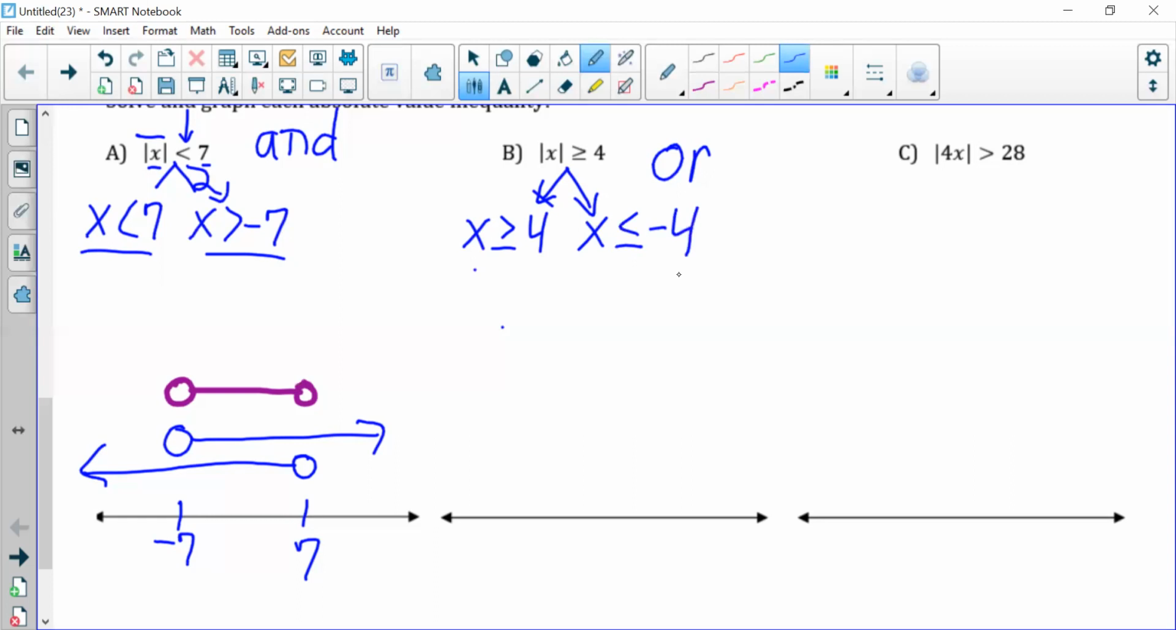All right. Once again, this is already solved, so we can go ahead and graph it. I know we've got -4, we've got +4. Greater than or equal to 4, so that's going to be a filled-in circle going to the right. Less than or equal to -4, filled-in circle going to the left. This isn't "or", so this is all we do, because "or", remember, is union. We want everything, so this is all we do for this one.